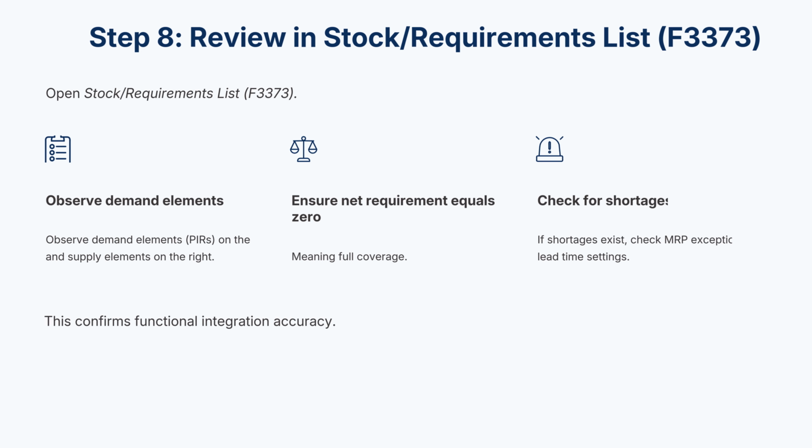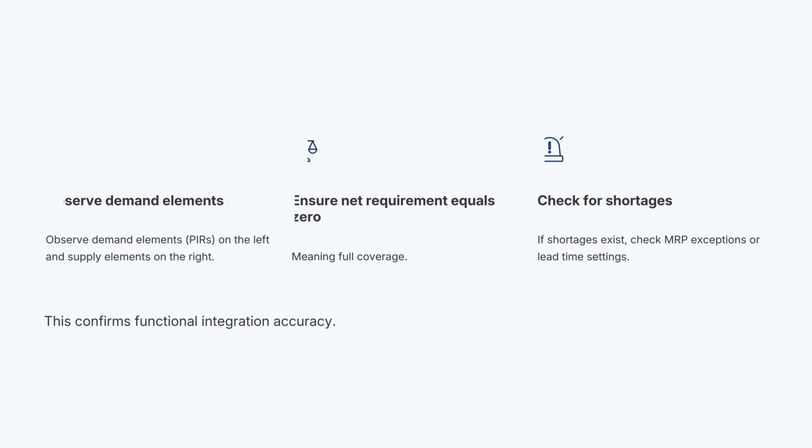Step 8. Review in Stock Requirements List. Now open Stock/Requirements List F3373. Here, you'll see demand elements like PIRs on the left and supply elements like planned orders on the right. The net requirement should ideally be 0, meaning the system has balanced supply with demand. Any discrepancy reveals configuration gaps or lead time issues to investigate.